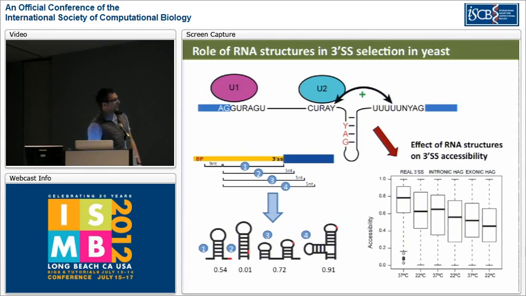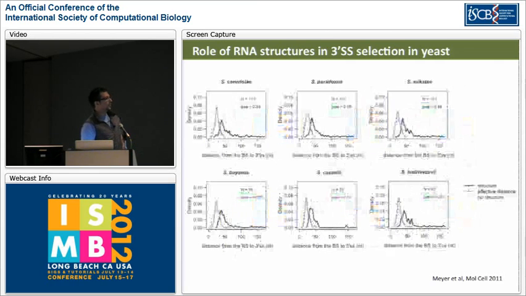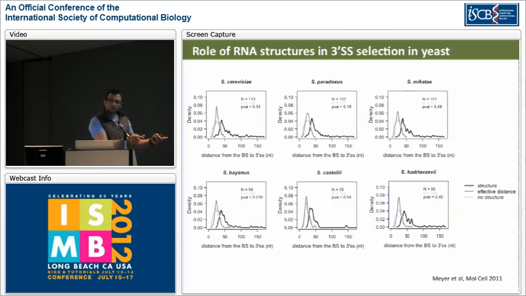Okay, so the hypothesis seems to make sense. If you do this with other Saccharomyces, you see the same trend. Real splice sites have higher accessibility. And also if you consider structures in the introns and you remove the structure and calculate the effective distance, this also seems to bring the branch site closer to the 3' splice site.